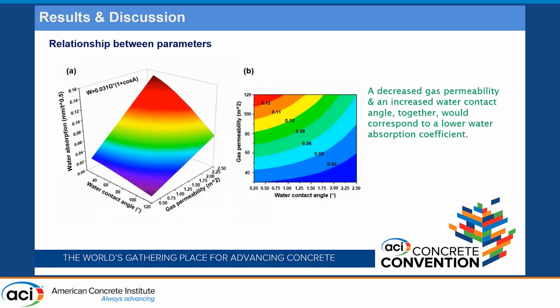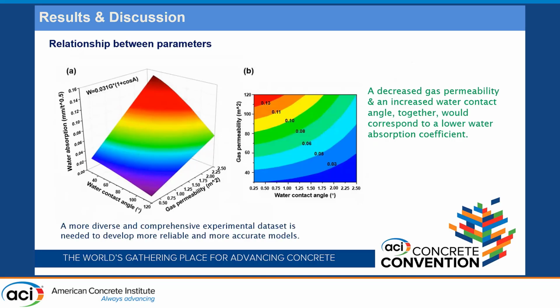Here we develop a model to show the relationship between different parameters, and we find decreased gas permeability and increased water contact angle together will generate a lower water absorption coefficient. However, this is a preliminary model, so we need more data to fit in and get a more reliable result.